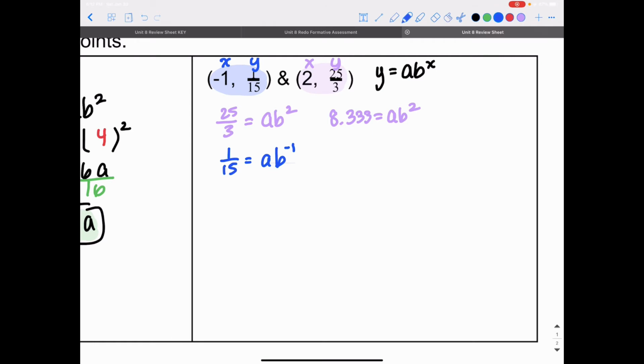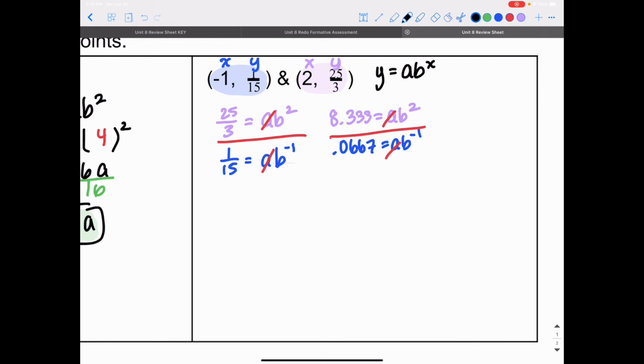And then the second equation, 1 divided by 15 gives me, in decimal form, 0.06 repeating. So 0.0666, or 667, is equal to a times b to the negative first power. I'm going to divide the two equations to cancel out my a's. I'll do that for both of these.